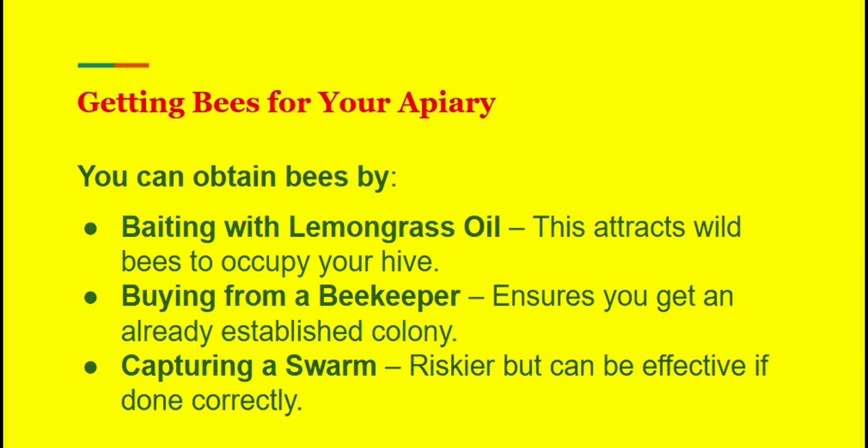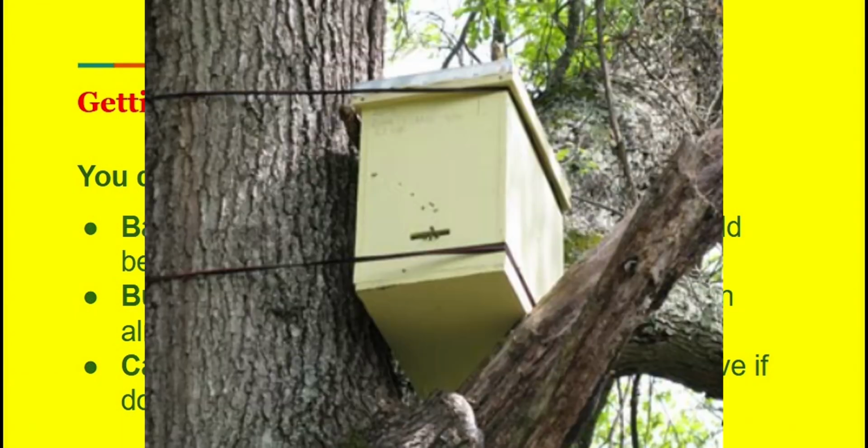Capturing a swarm. Riskier, but can be effective if done correctly. So this is another way you can actually get bees, by setting what we call a swarm trap. A swarm is a group of bees that are moving from one end to another. That is a bee swarm.